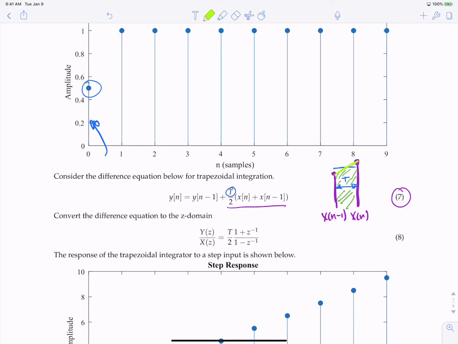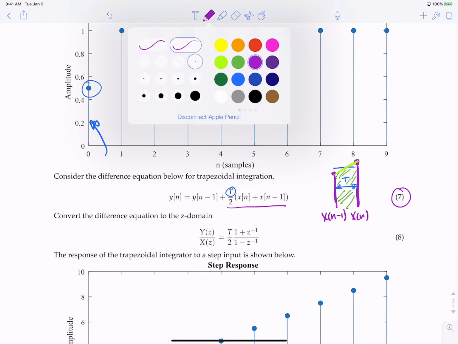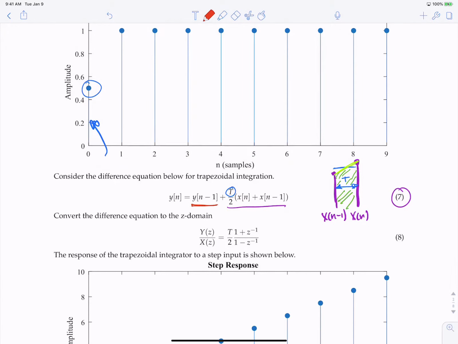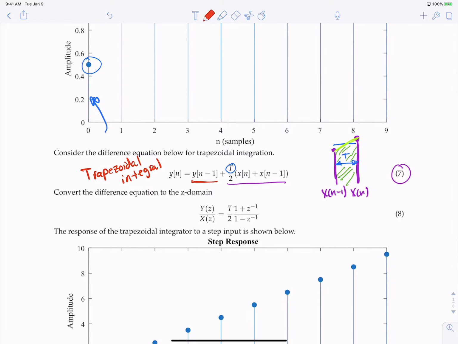Okay, so we got that area, but what's the last part of this? The last part of this difference equation is that we add the last output. Well, that's an integrator. We're holding the last value and adding a little bit of area for the next time step, and it goes on and on. So this difference equation is simply discrete trapezoidal integration. It's not hard to understand this difference equation because they're just discrete points. Now, you can apply the z transform, and equation 8 is what you'll get. This is what it looks like in the z domain.